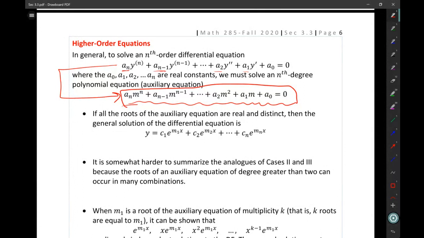Now you have to find the roots of the auxiliary equation. Of course, here it is very hard to count the cases. I mean, we will have many cases. Now, if the roots of the auxiliary equation are all of them real distinct, then the general solution of this differential equation will be C1y1 plus C2y2 plus C3y3, until yn.